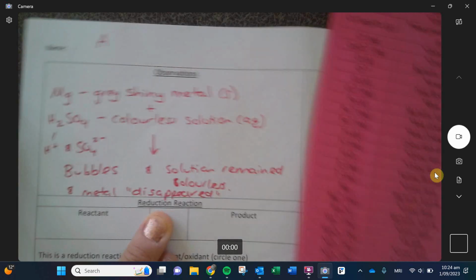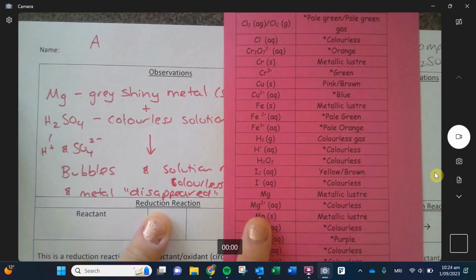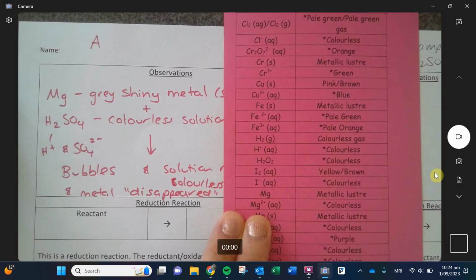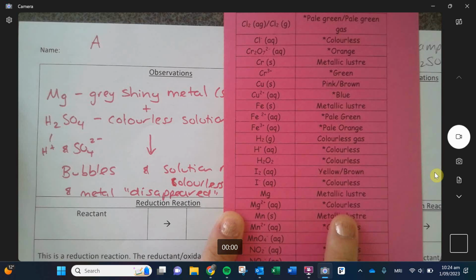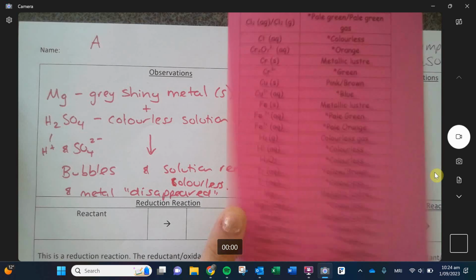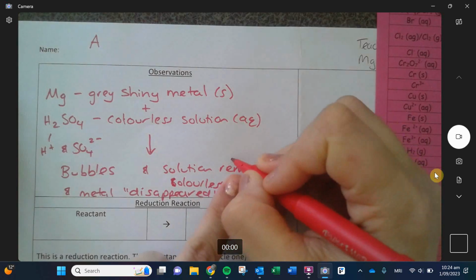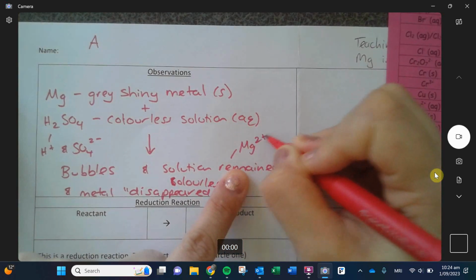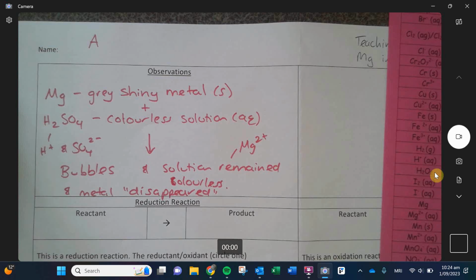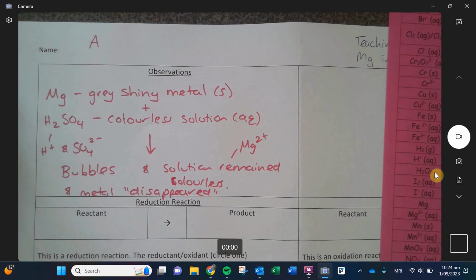So when I look at this, I see that magnesium probably has become the magnesium 2+ ion, because that is a colorless ion that is soluble in the solution. So part of this colorless solution is the magnesium 2+ ion. Do you guys agree with me on that? Does that make sense? Okay.